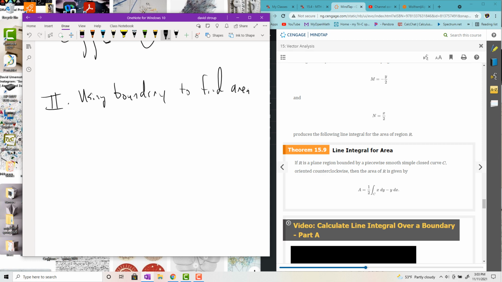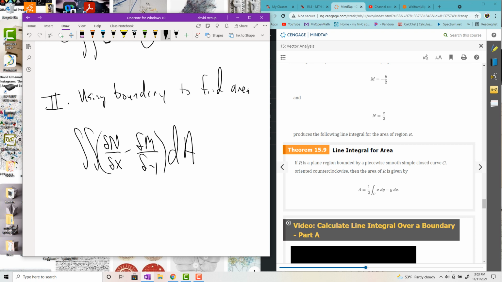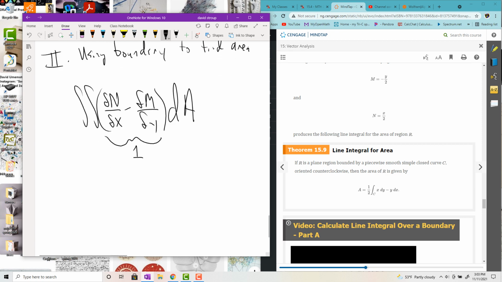And it comes from making sure that in your double integral, the difference, let's see if I get this formula right, the partial of N with respect to x minus the partial of M with respect to y, you want that thing to equal 1, right? Because if that thing is equal to 1, you're actually just finding the area. Okay, so in order to pull that off, there's a couple choices you could use.